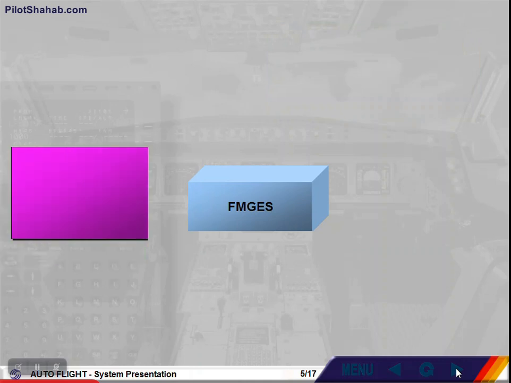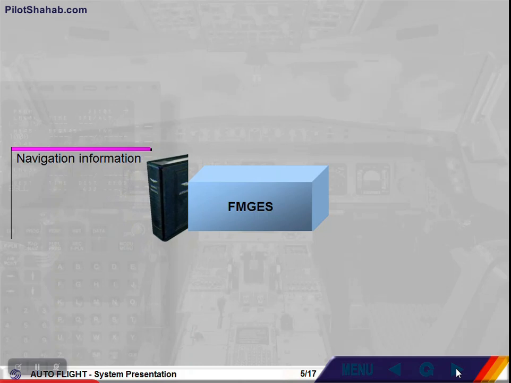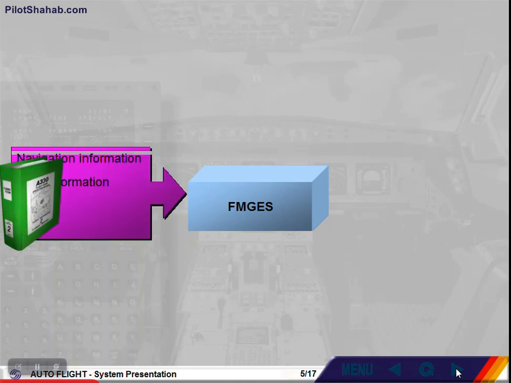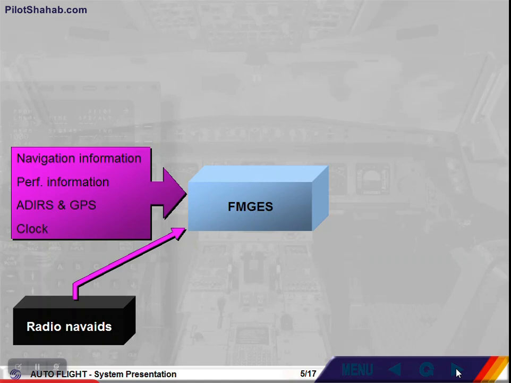The FMGES receives navigation information, which contains details of airfields, nav aids, airways, routes, waypoints, procedures, SIDs, STARs, approaches, missed approaches, etc. Aircraft performance information. The Air Data and Inertial Reference System, ADIRS, and the Global Positioning System, GPS, for position and dynamic information. You will learn about them in the navigation chapter. The clock and radio navigation information.